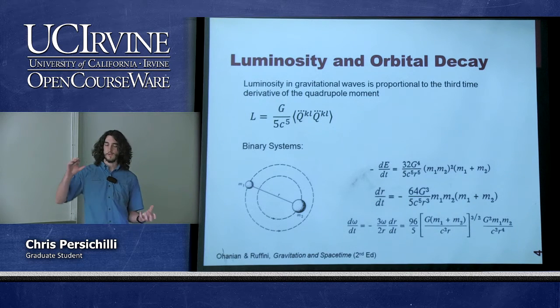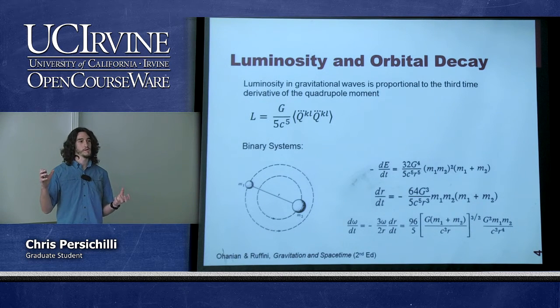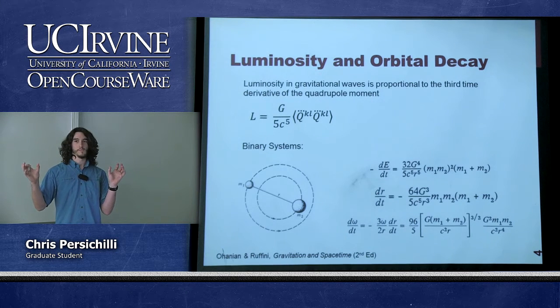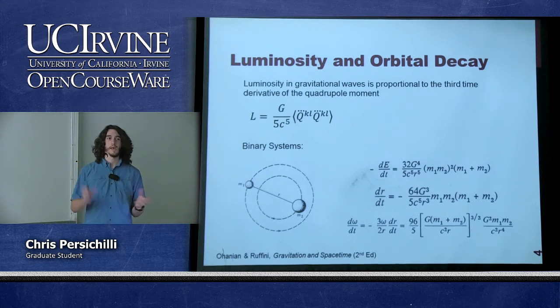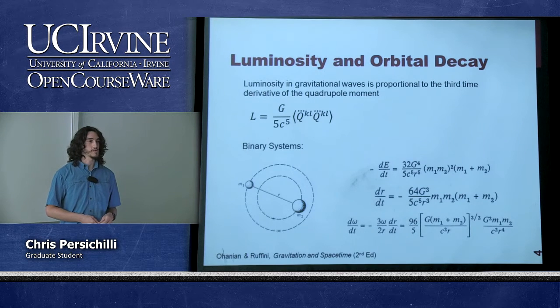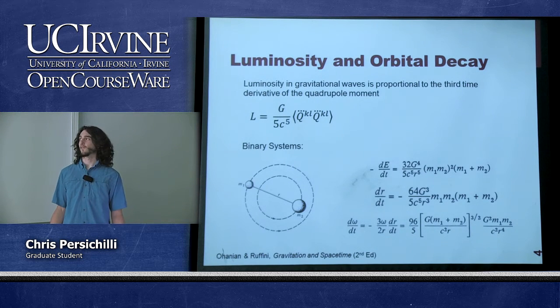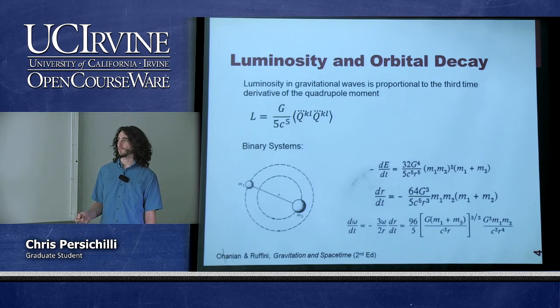And then the simplest quadrupole, you can think of as a dumbbell, basically two masses separated by a certain distance. And if those masses are rotating about one another, you'll have a change in the quadrupole moment, and you'll have gravitational radiation. So here's a diagram and a couple equations basically for this specific scenario, talking about the luminosity.